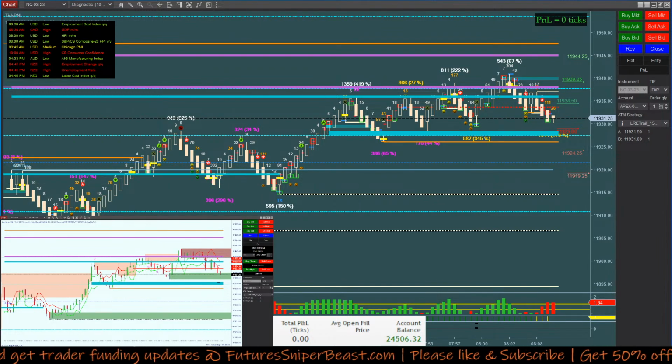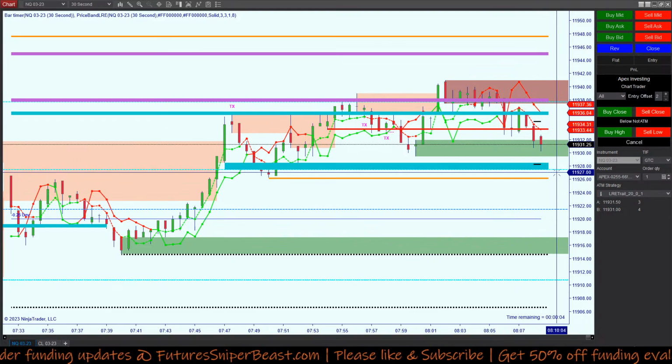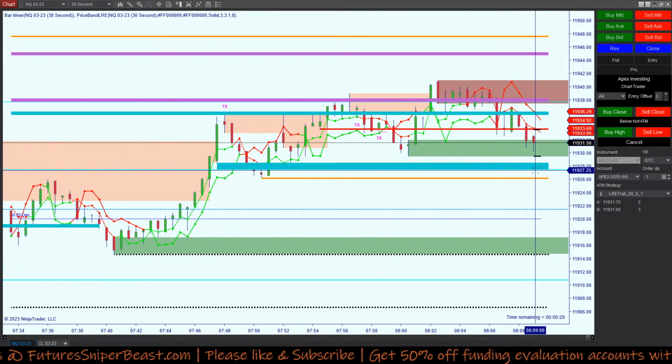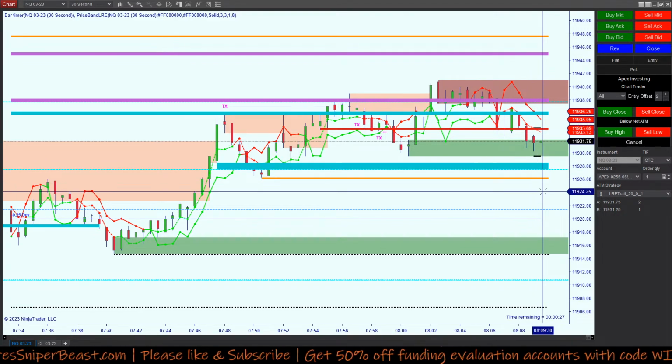This is a simplicity short that I would not take the entry on. I'd wait to see if it breaks below the COI and wall, and then look for an LRE.